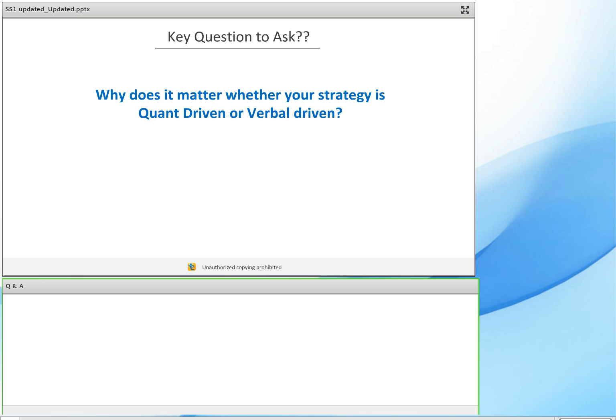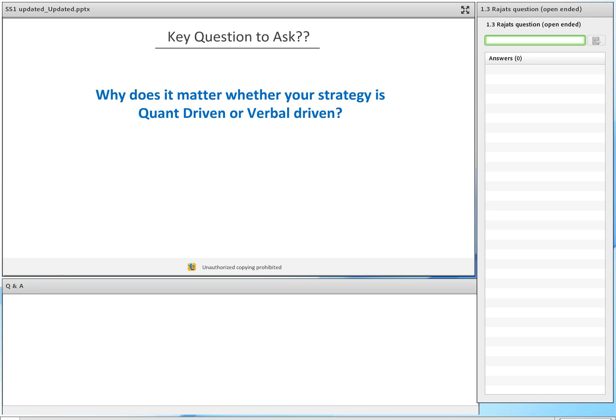Some of you may be asking, why is it important that your strategy is quant driven or verbal driven? After all, you've got to study both the sections. So why is it important to have a target quant and a target verbal score in mind? Even though in the end you have to study both quant and verbal. Why do you think?